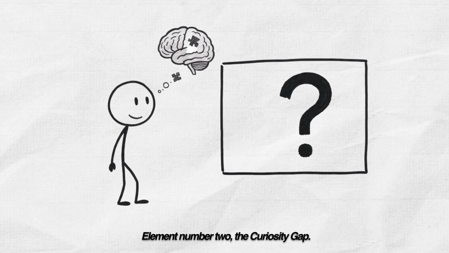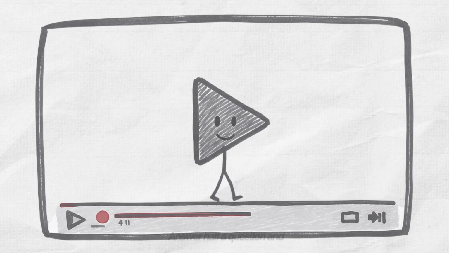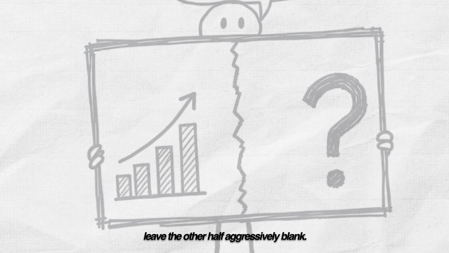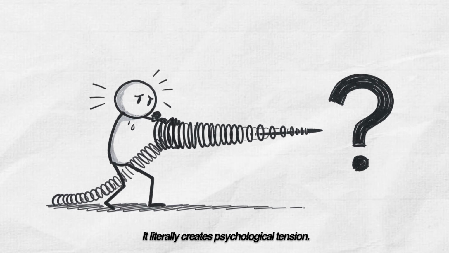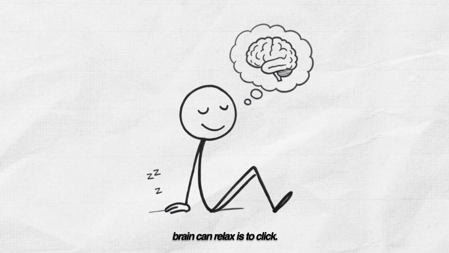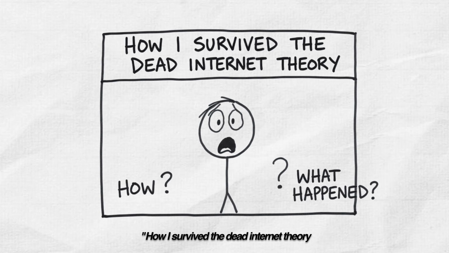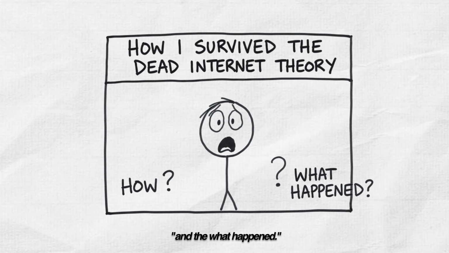Element number 2, the curiosity gap. Your thumbnail has one job: answer half a question and leave the other half aggressively blank. The human brain despises incomplete loops. It literally creates psychological tension. And the only way your brain can relax is to click. Think about it. A thumbnail that says, "How I Survived the Dead Internet Theory," tells you the topic, but it leaves out the how and the what happened.